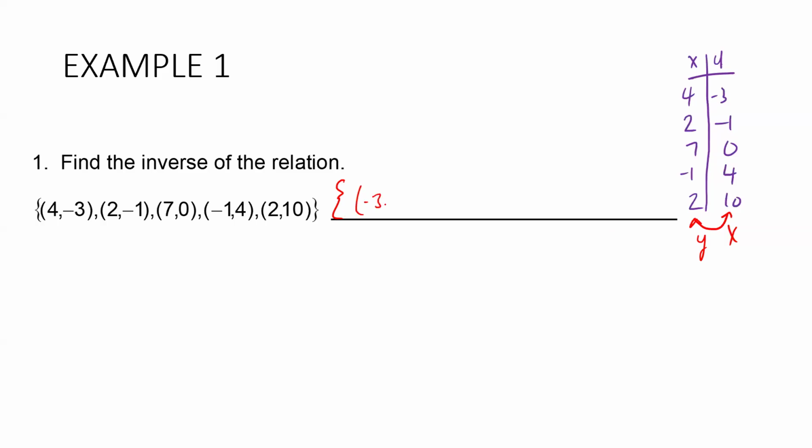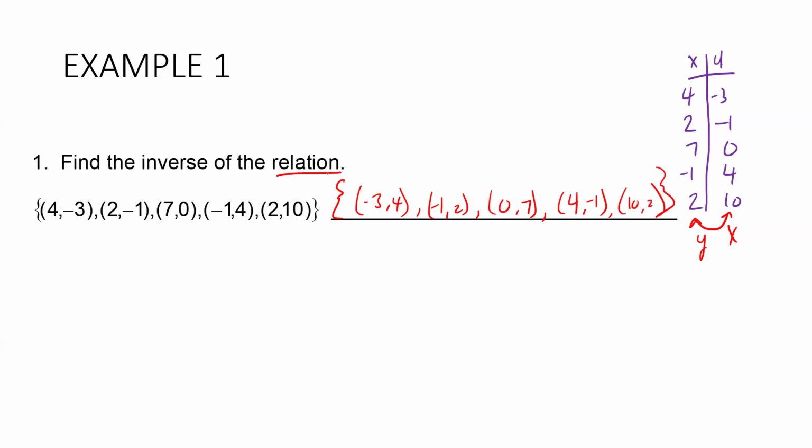Therefore, it becomes -3, 4. Then we have -1, 2. Then we have 0, 7. Then we have 4, -1. And then we have 10, 2. And that would be our new set. Okay. And this is just a relation.